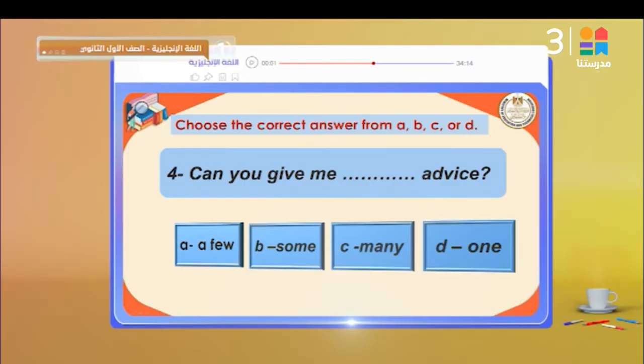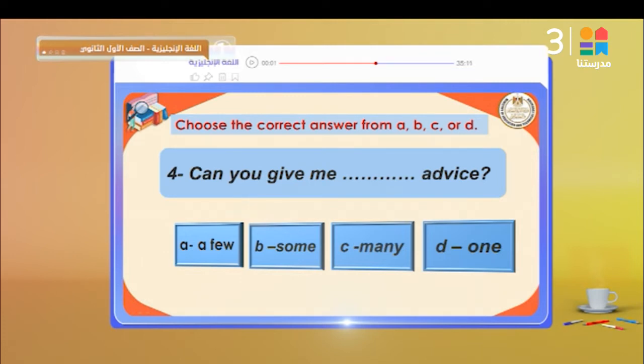Question number 4. Can you give me advice? What is this? This is a request. I ask someone to give me advice. So what can we use in front of the word advice? Is the word advice countable or uncountable? Again, the word advice is something abstract. We can't touch it. So it's uncountable. And again, there is no S here to make it plural. So it's uncountable. This is a mark that it's uncountable.